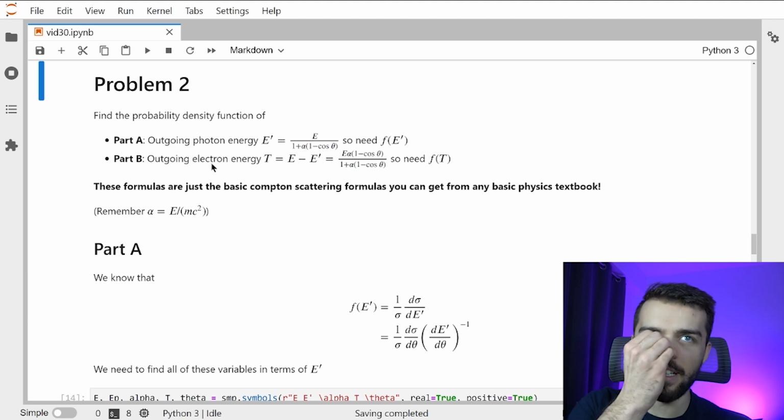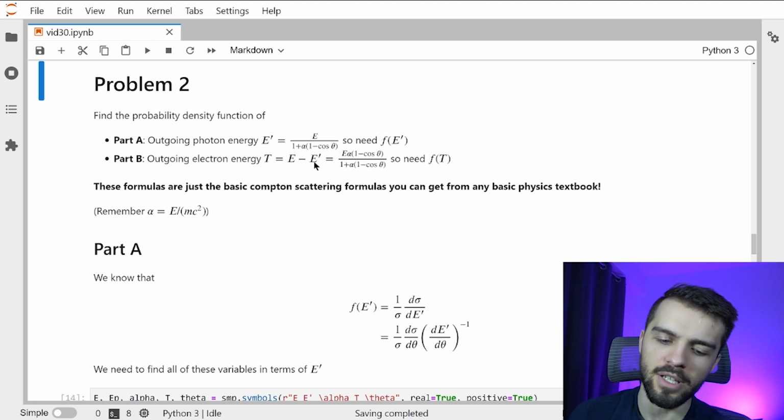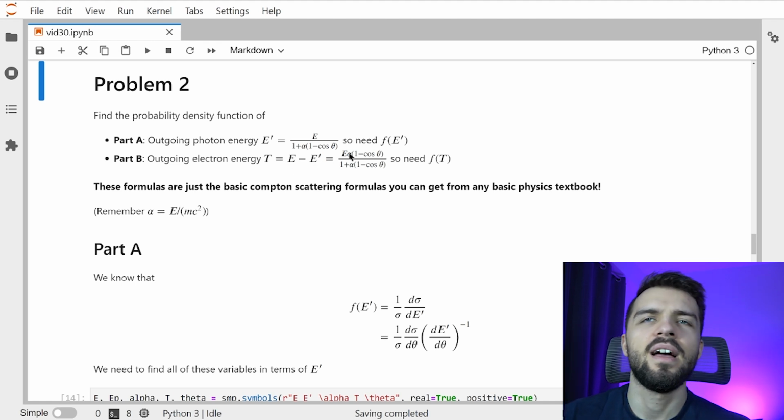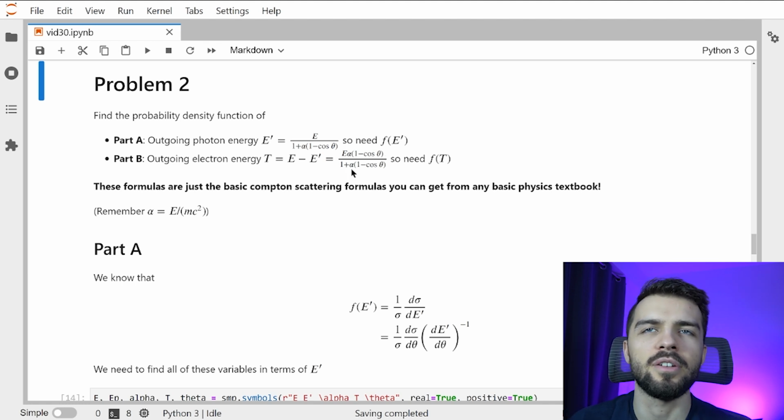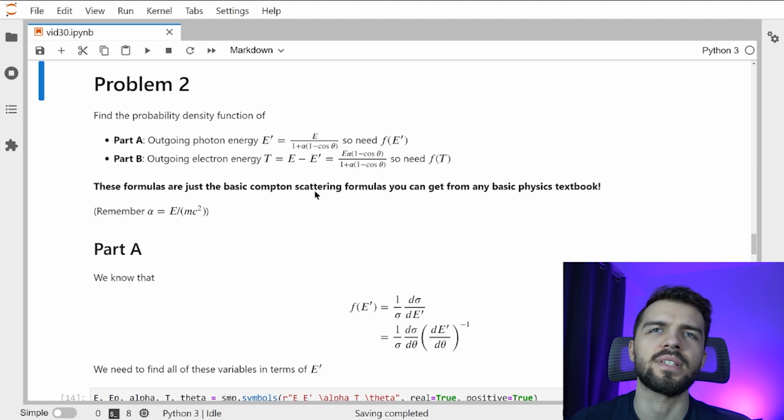Same thing with the outgoing electron energy. I know that T is E minus E prime, incoming photon energy minus outgoing photon energy. That's just energy conservation, and it's equal to this. This is just some simple algebra to get this expression. And I want f of T, which is this probability density function. These are basic Compton scattering formulas. And like I said, remember alpha is equal to the incoming energy of the photon divided by the rest mass of the electron.